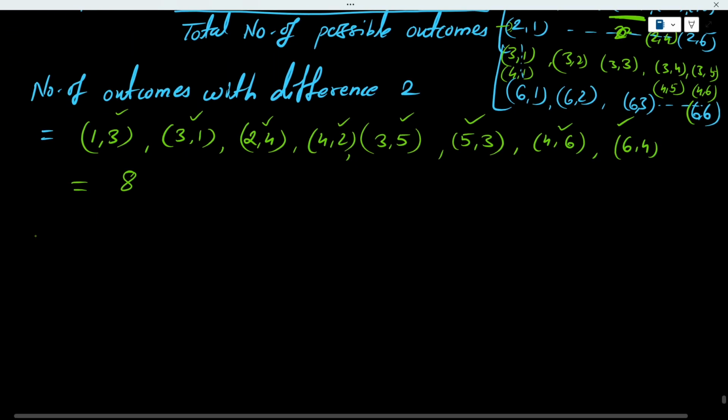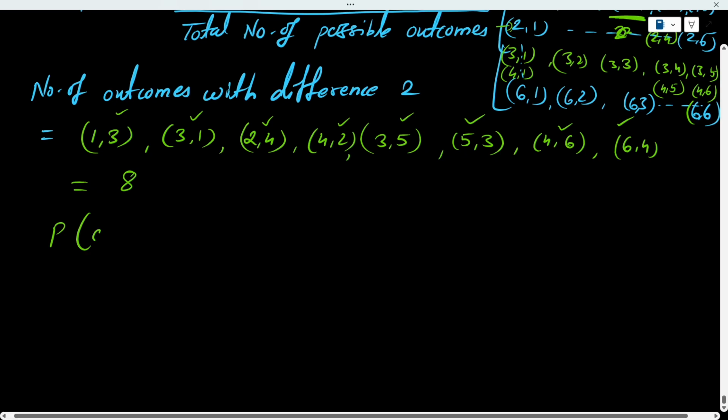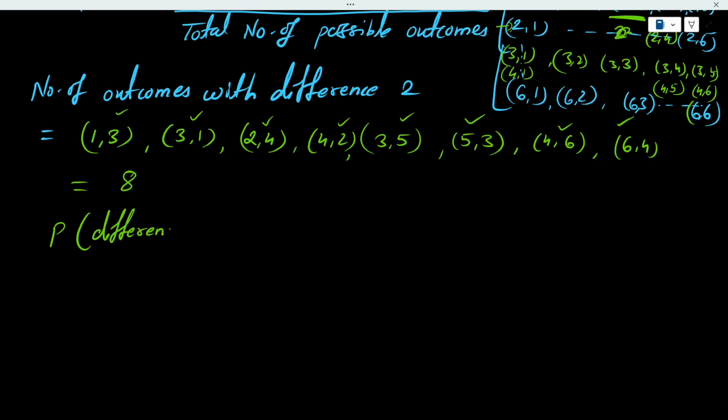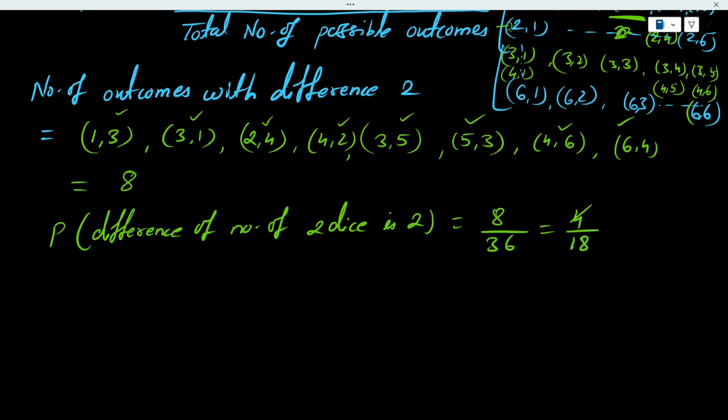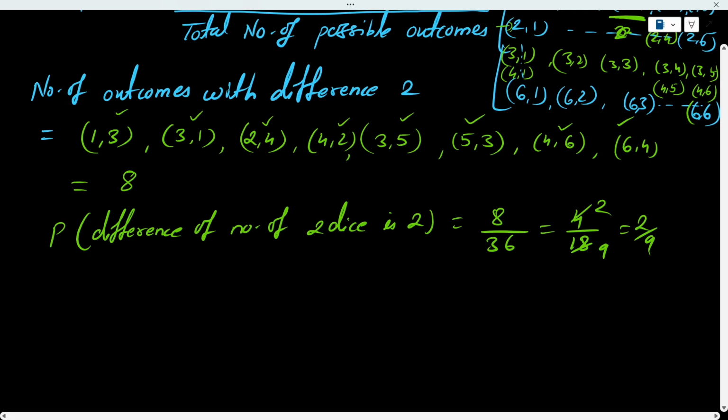Now you can write down here, so therefore P of difference of numbers of two dice is 2, right? So that is going to be 8 by 36, which in the simplest form is 4 by 18, right? And then which will be 2 by 9. So what is the probability here? The probability is 2 by 9, right? So therefore this is the final answer, 2 by 9.